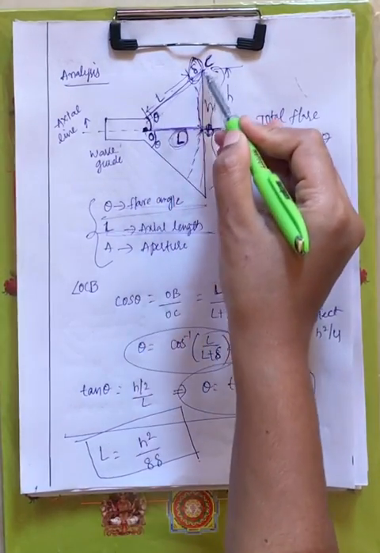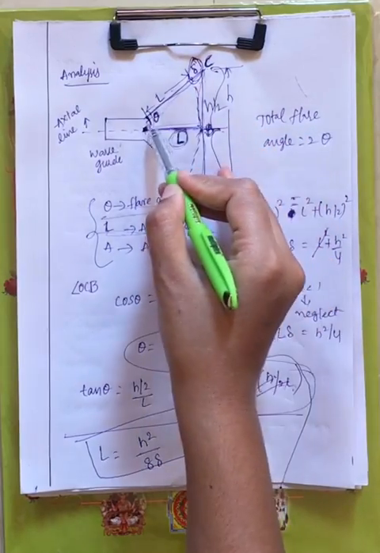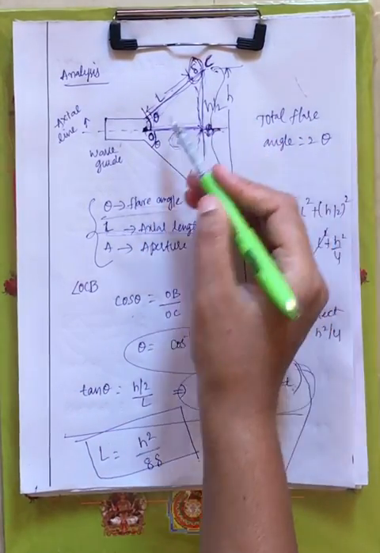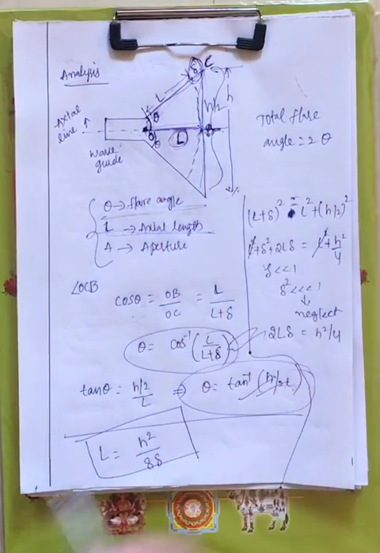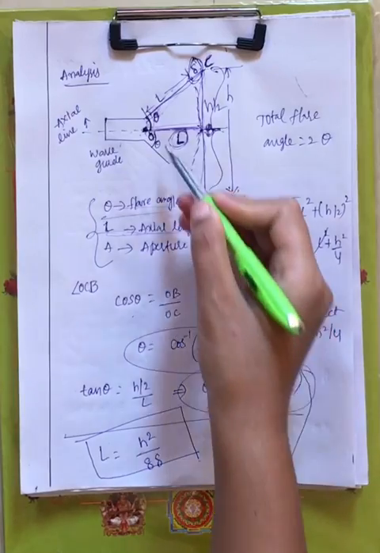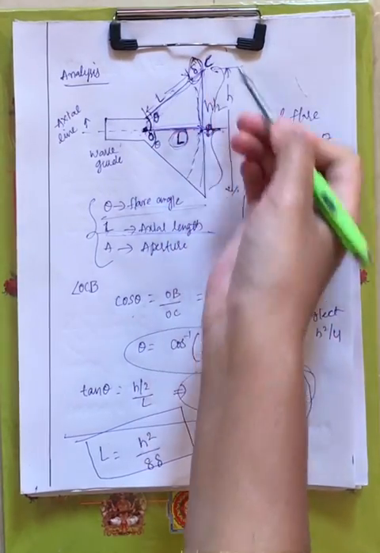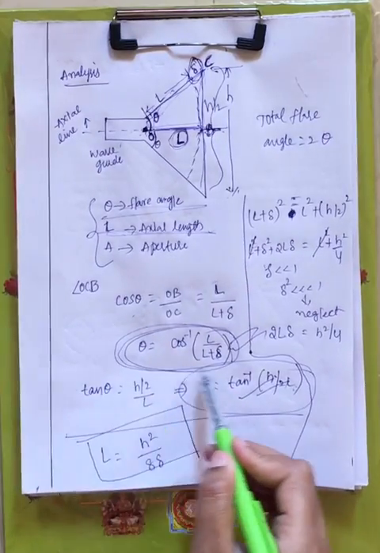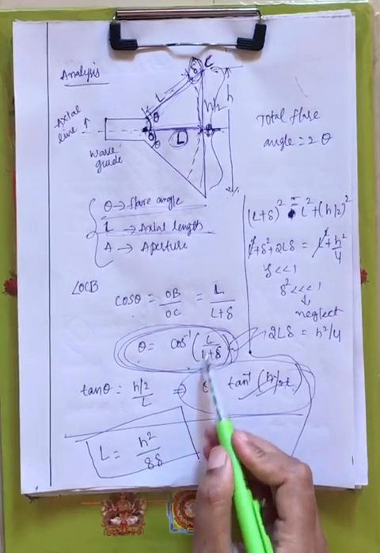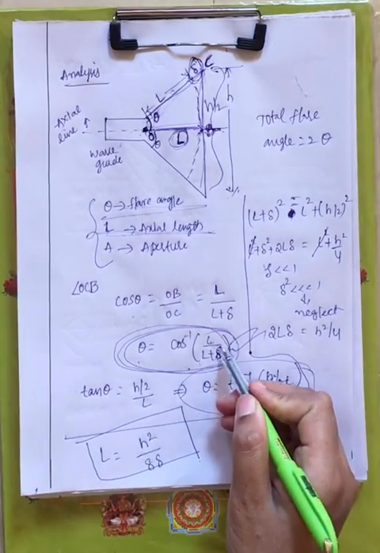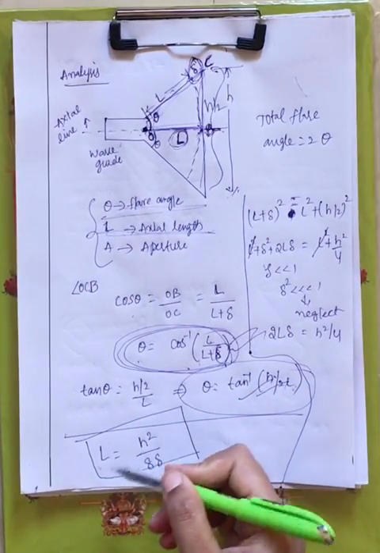Now this is the right angle triangle. From that right angle triangle, cos theta is nothing but OB by OC. OB is nothing but L and OC is nothing but L plus delta, greater than L. Using this, theta equals cos inverse of L by L plus delta. If you know delta, you can use this formula to calculate flare angle.